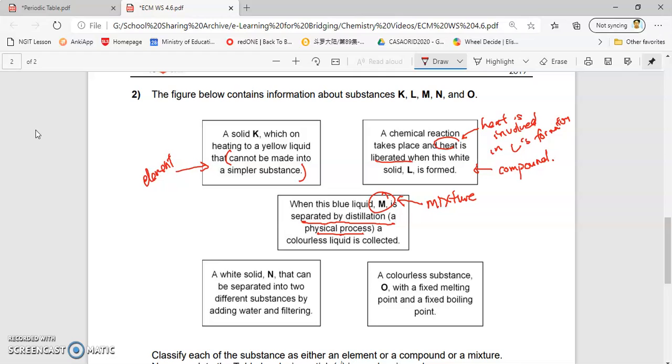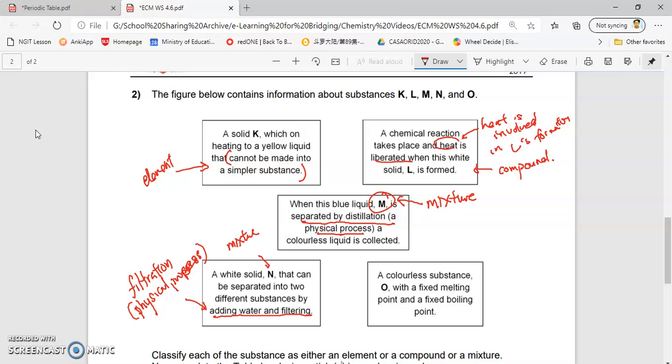Next one, solid N can be separated into two different substances by adding water and filtering. This is filtration. This is a physical process. So if I can separate N into two different substances by a physical process, that means N must be a mixture.